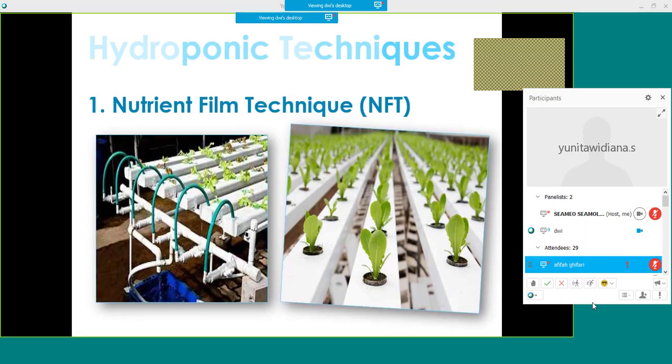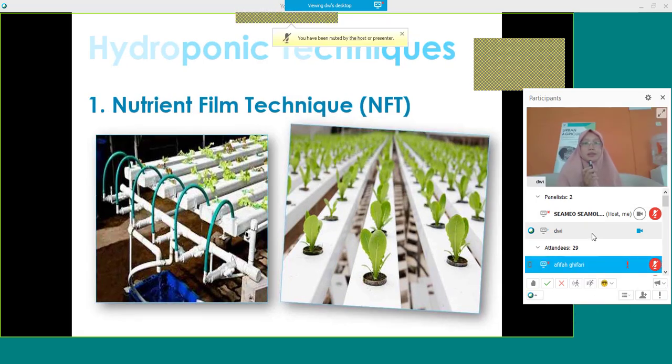Okay, we are going to the hydroponic techniques. Actually, there are some techniques for the hydroponic system. There are two kinds of hydroponic system: floating system, or circulation system, and static system. First is the nutrient film technique. The nutrient film technique is one of the flowing systems.